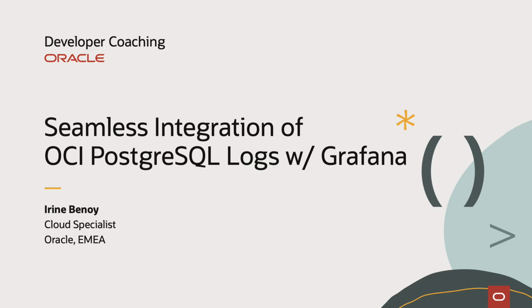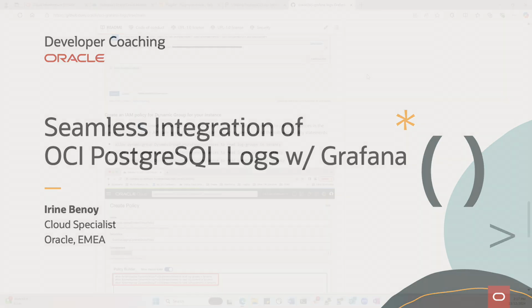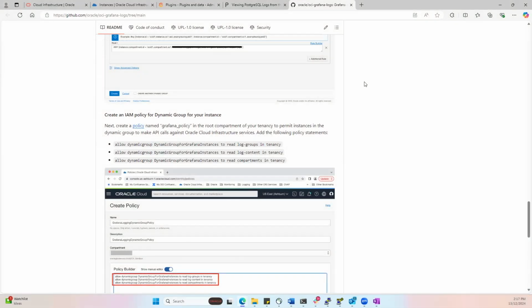Hi everyone. So today I'll be talking about how we can integrate OCI logs with Grafana, and mainly we will be focusing on Postgres logs. So the first thing we need to do is add a few policies. I have added 3 policies here for our dynamic group in our root compartment so that we can read all the logs in our tenancy.